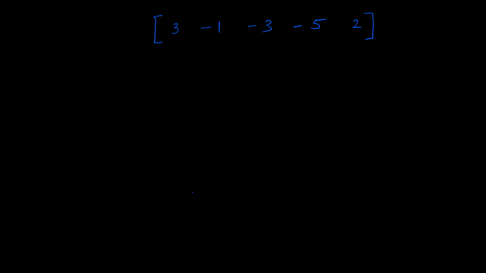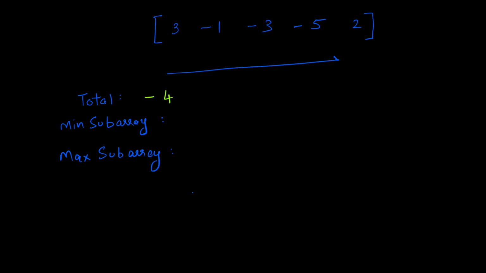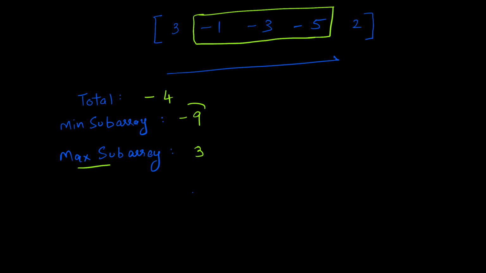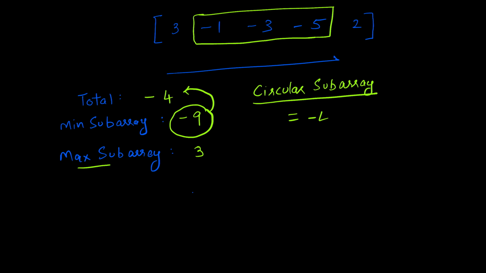As we iterate through this array using Kadane's algorithm, we'll be recording three values: the total of all of the elements, the maximum subarray, and the minimum subarray. The total is minus 4, the minimum subarray total is minus 9, and the maximum subarray will be 3. That's because we have not included the circular subarray yet, hence 3 is the largest subarray. Now to calculate the maximum circular subarray, the formula is total minus minimum subarray, that is minus 4 minus minus 9. The total is 5, which is greater than the maximum subarray that we have calculated so far. So between the two, we should return 5 as our output.